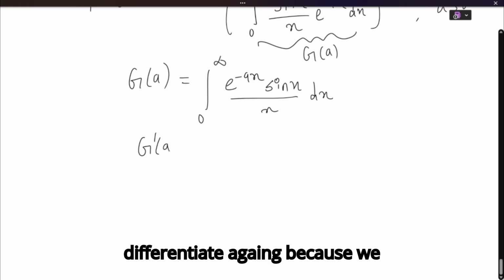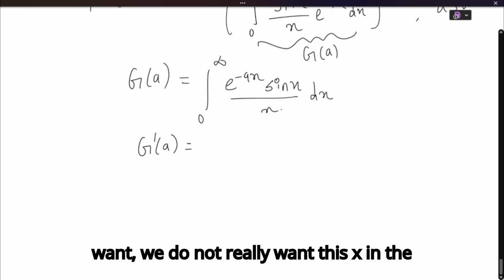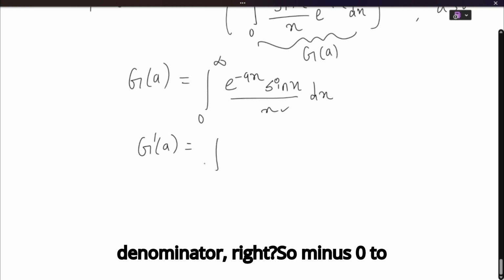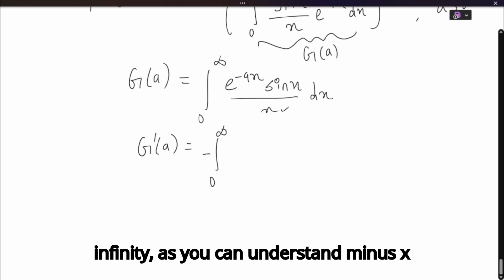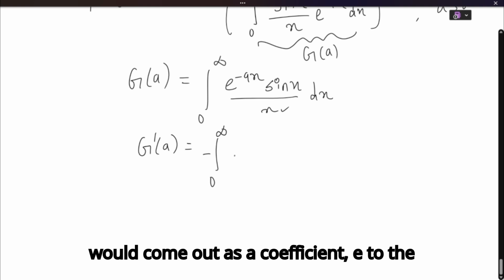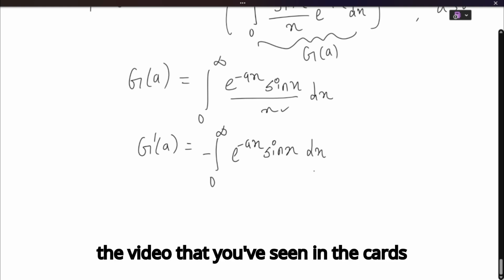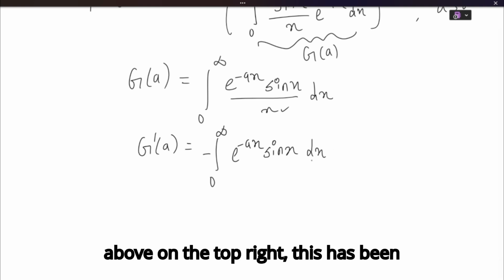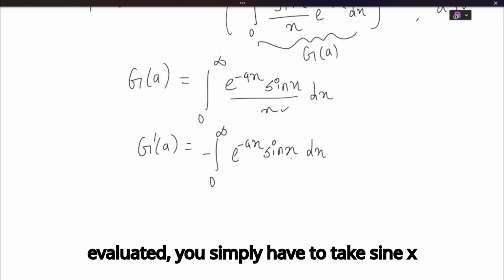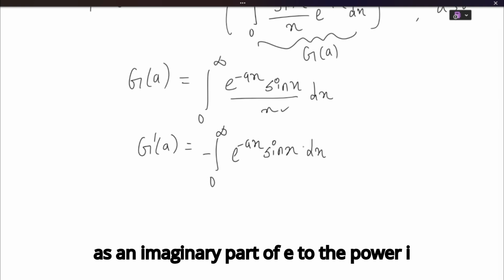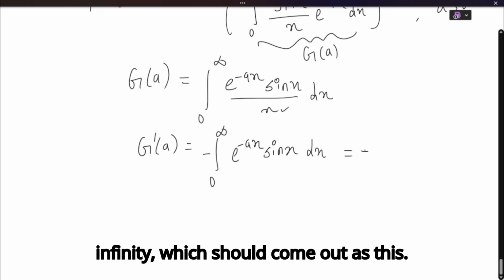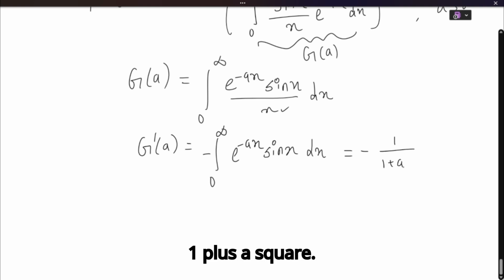We differentiate g of a again because we do not really want this x in the denominator, right? So minus integral 0 to infinity, as you can understand, minus x would have come out as a coefficient. It would be e to the power minus ax sin x dx. In the video that you have seen in the cards above on the top right, this has been evaluated. You simply have to take sin x as an imaginary part of e to the power ix, and then you can evaluate this integral, which should come out as 1 upon 1 plus a square.